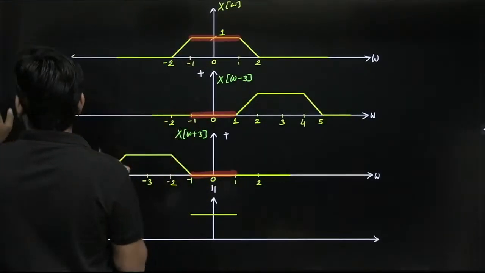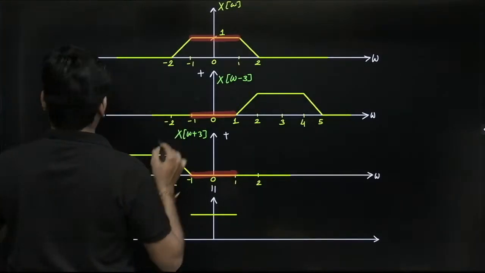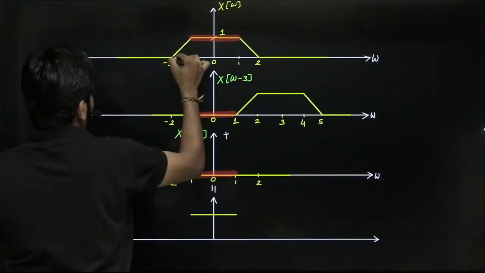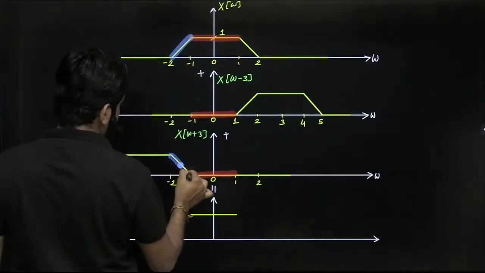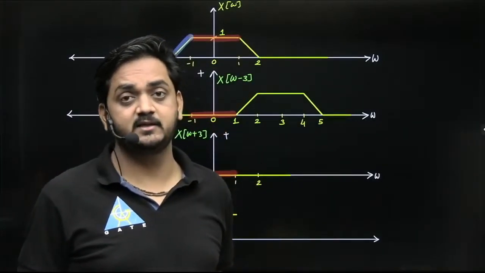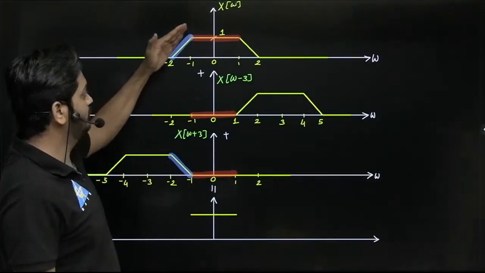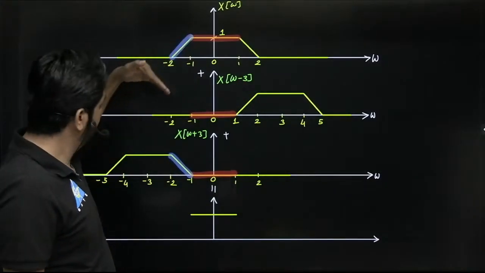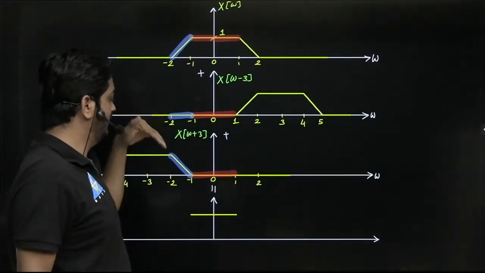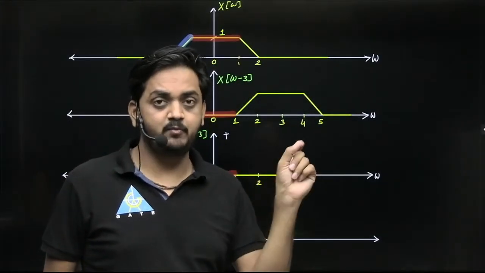Okay, between minus 2 and minus 1, guys. This slope is 1 and this slope is minus 1, and here it is 0. So overall slope will be 0. That is constant 1, guys. So plus 1 and minus 1, total slope will be 0. So amplitude will not be 0, but amplitude will be constant 1, guys.